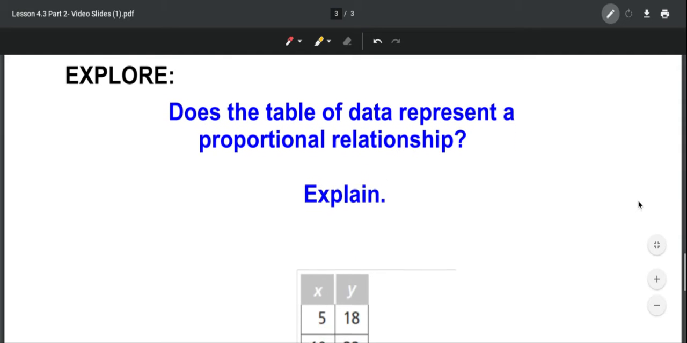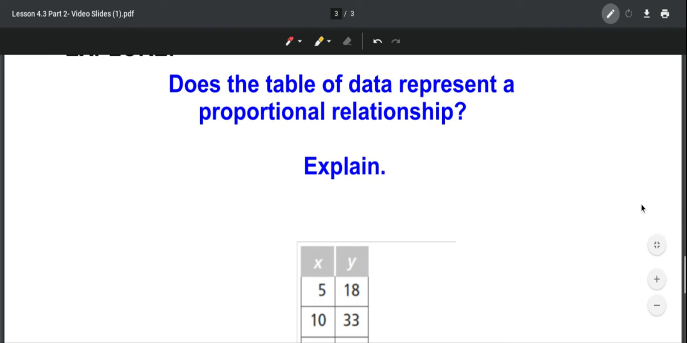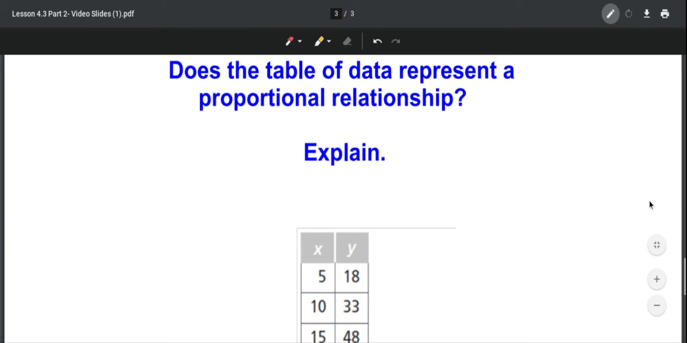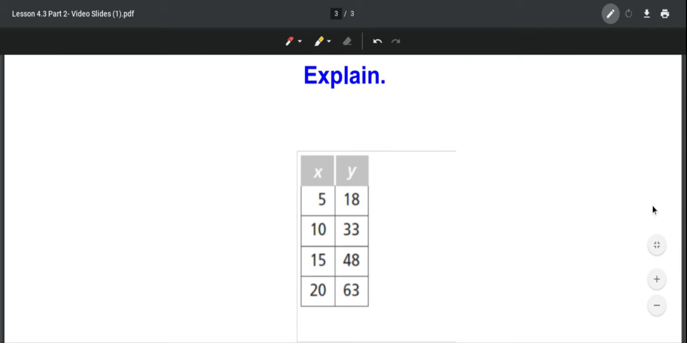In our next problem, we want to determine whether or not the table of data represents a proportional relationship and then to explain. So again, we divide y by x. When I divide 18 by 5, in the first row, we get 3.6.